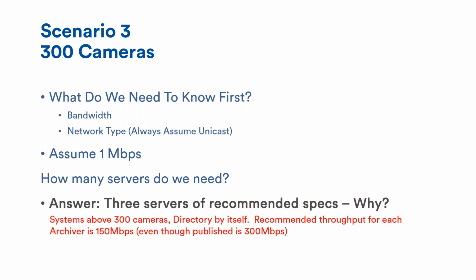And the reason for 3 servers, and this is in the system requirements document, I hadn't pointed this out, but systems of 300 cameras or above require that the directory be on a server by itself. So you'll have 1 server hosting the directory and the media router, and then you'll have 2 standalone archivers and split the cameras between those to support those 300 cameras. So it's a total of 3 servers.